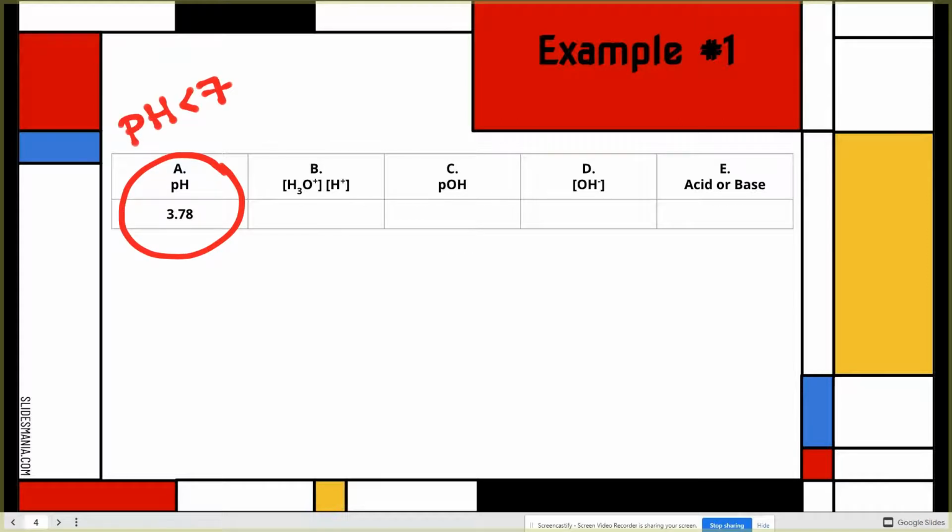And what did we say about that? The pH is less than 7, therefore this has to be an acid. Okay, so if we get the pH, we can now get the concentration of H plus right here. And how do you solve this? Remember, guys, the concentration of the acid is simply 10 to the negative pH.